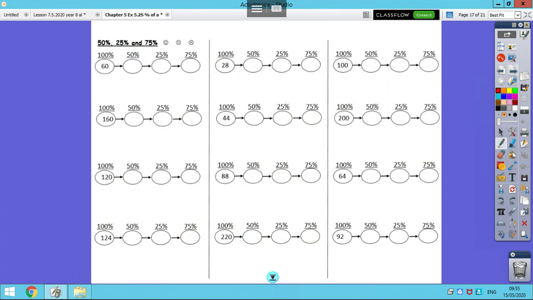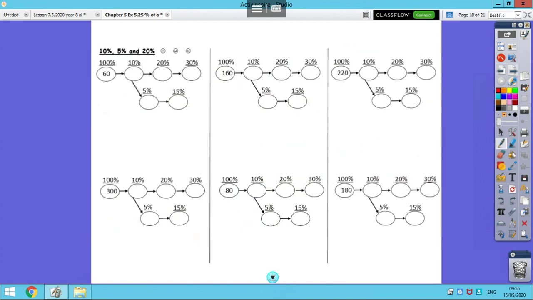And then on the next page, I want you to find 10%, 5%, 20%, 15 if you can, and 30 if you can. I really want you to have a good go at these. There's only 6 there to do, but I want you to set it out like they have. You can use highlighters, you can be as colourful as you want to.